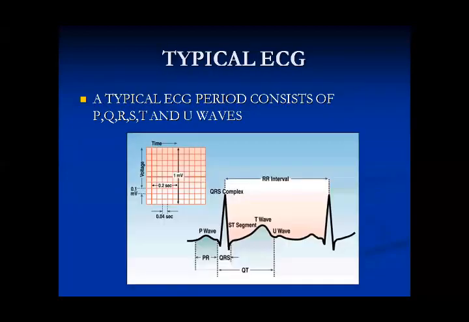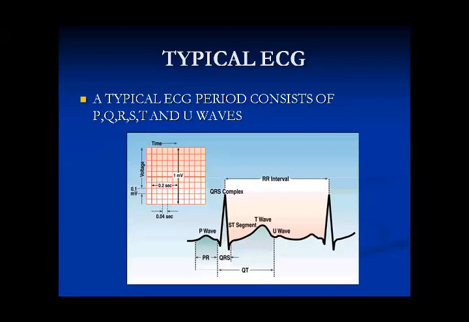Now, this is a typical ECG that you can see. It has a P wave, and it has a QRS complex, which is a combination or collection of three waves: the Q wave, R wave, and the S wave, right? And it has a T wave, and in some ECGs you will find a U wave as well. For our practical purpose, we will go with the P wave, QRS complex, and T wave, right?